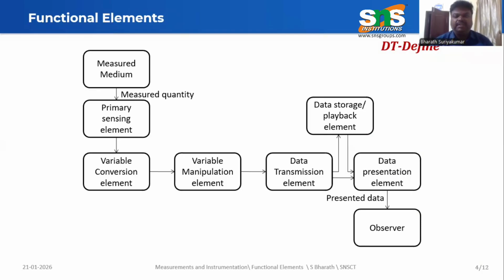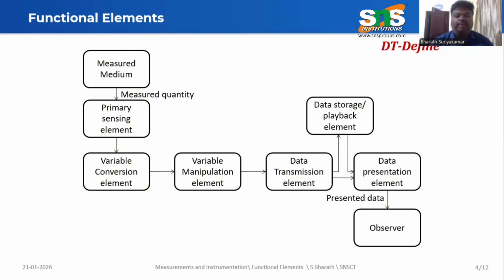From the primary sensed data, it is going to be passed on to the next block, which is called the variable conversion element. The variable conversion element converts the sensed data into a form which is required for the measurement system. So this variable conversion element, for example, can convert the current signals into analog or digital signals.